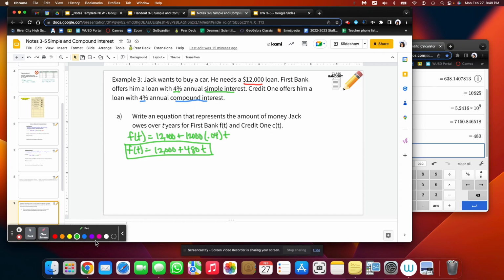And then for Credit One, that one is compound interest. So compound interest is going to be the initial amount, which is $12,000. Then we're going to do 1 plus the rate. So that's going to be 1.04 to the t power.